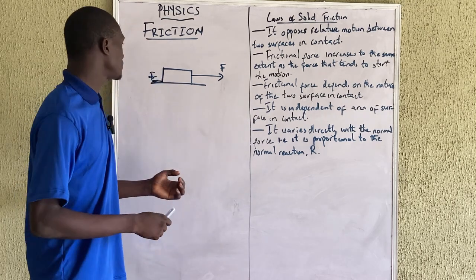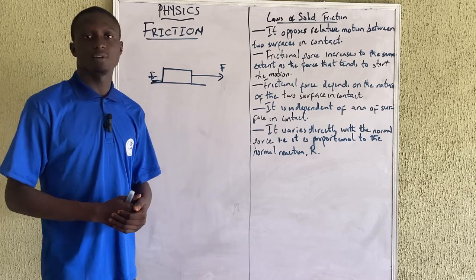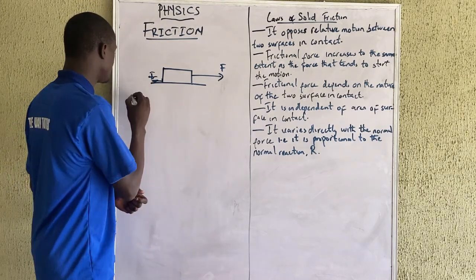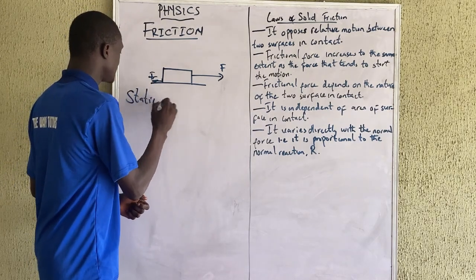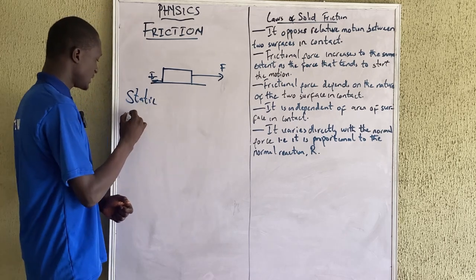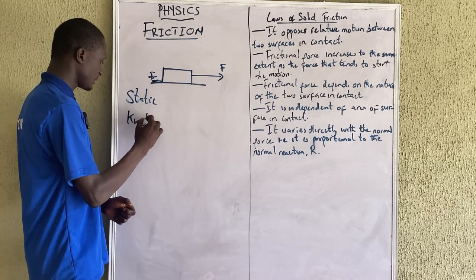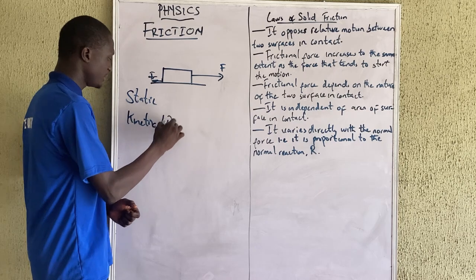So let's talk about the types of friction that we have. We have two major types of friction. We have the static friction, and we have the kinetic or dynamic friction.